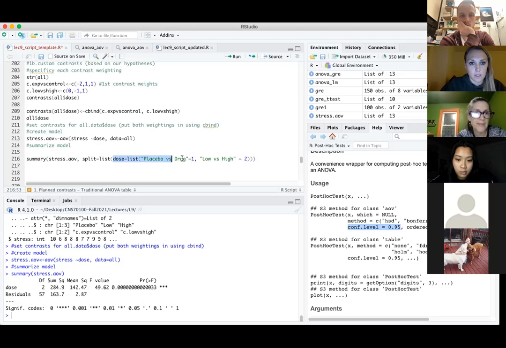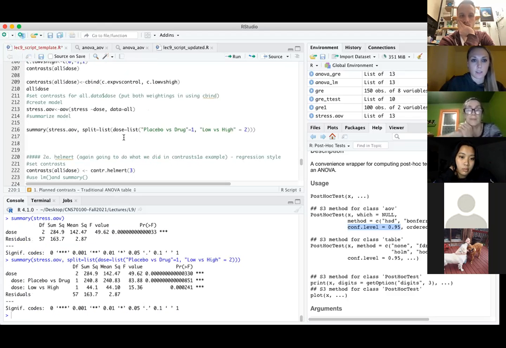This is giving labels for each contrast. So placebo versus drug is 1, low versus high is 2. You don't have to do this whole name scheme with all these extra name parts. You can just do the split equals list dose. But okay, so now what we see down here, we have dose, our usual ANOVA, and now placebo versus drug. We can see this contrast, and low versus high. You can see this contrast. Does this make sense?